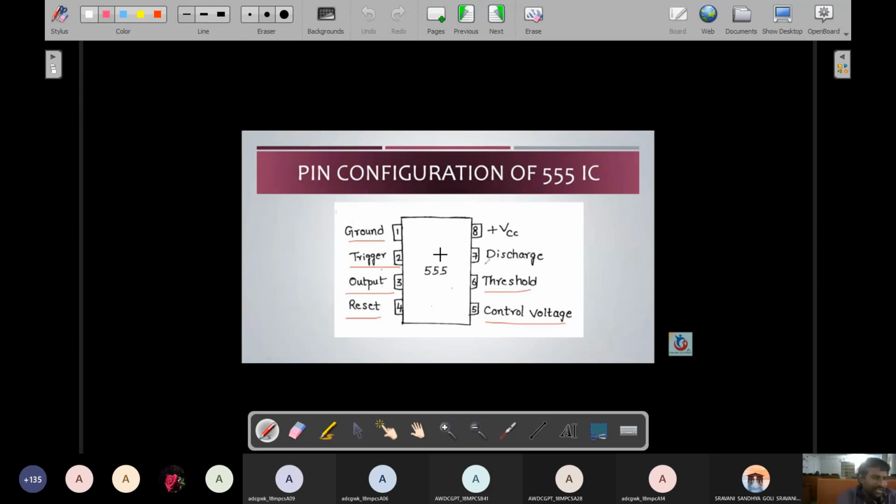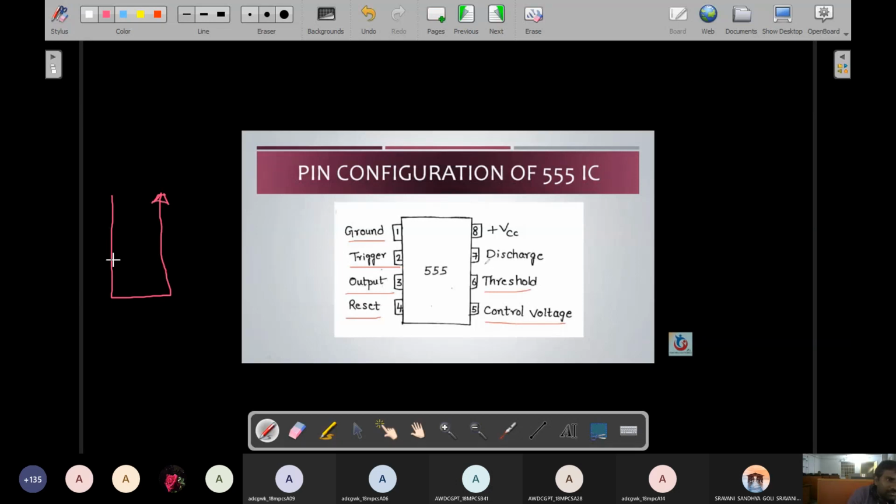So, is this picture clearly visible to everybody? This is a 555 IC. Out of this 555 IC we have 8 pins: 1, 2, 3, 4 and 5, 6, 7, 8. We start from the top, in this direction, not in this direction. So this is the direction of the 555 IC.